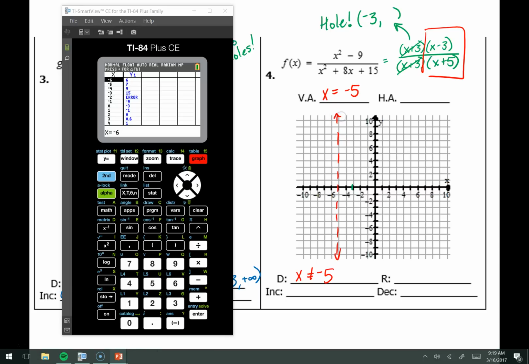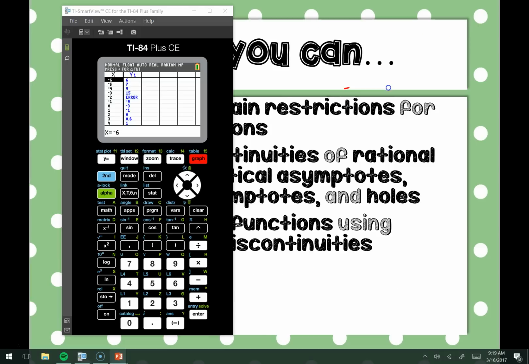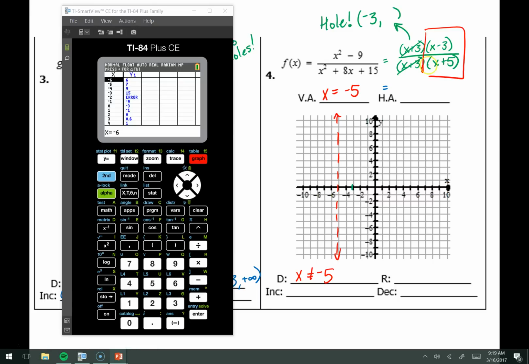Okay, then for our horizontal asymptotes, we have equal degrees on top and bottom. And if our degrees are equal, that means that we're using the coefficients. So 1 divided by 1 means y is equal to that coefficient of 1. So let's draw that horizontal asymptote.